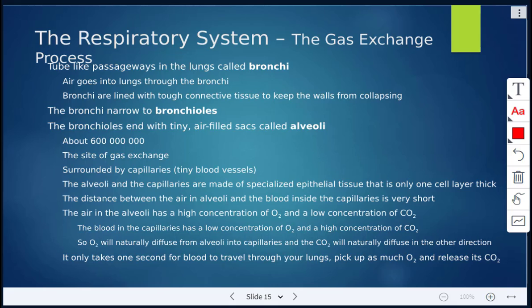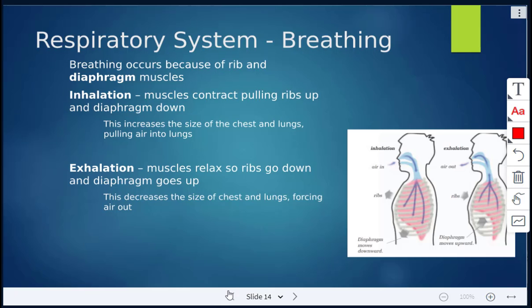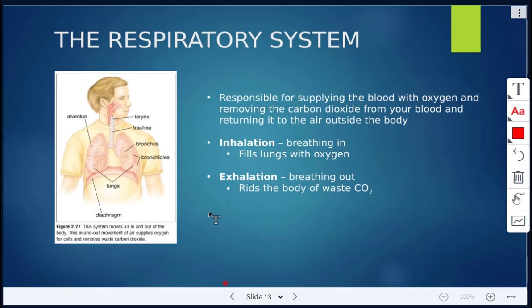Okay, so let's keep going here with the respiratory system and the gas exchange process next. So there are tube-like passageways in the lungs that are called the bronchi. So the air goes into the lungs through the bronchi. So I'm just going to skip back here to this previous diagram here. So again, it was a larynx, trachea, and then we have these two tubes here.